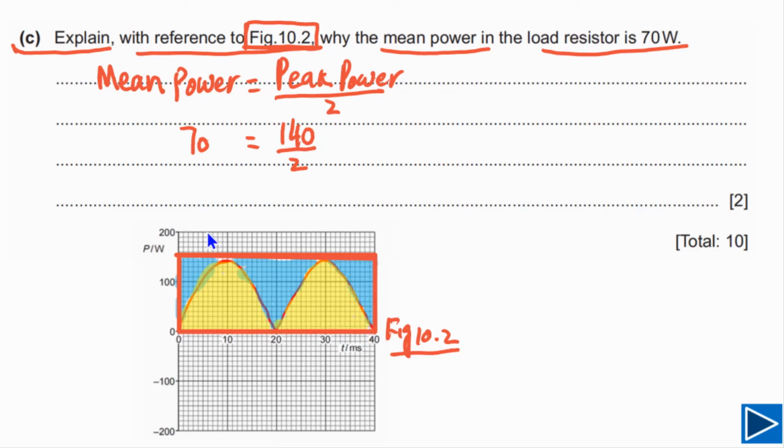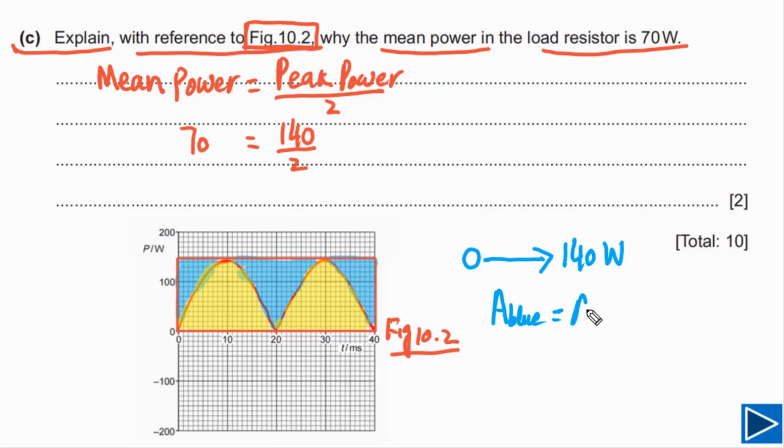If the power was 140 all the time, but power is not 140 all the time. If we look at figure 10.2, simply we can find out the power is changing between 0 and 140 watts. This means the power dissipated in the load resistor is changing from 0 to 140 watts. Now if we look at the yellow area and the blue area, we can see that the blue area is equal to the yellow area. If power was 140 all the time, then the area under that horizontal line has to be equal to the area colored blue plus the area colored yellow. So then the mean power would be 140. But in this case, the blue area is equal to the yellow area, so the mean power is equal to 70 watts.